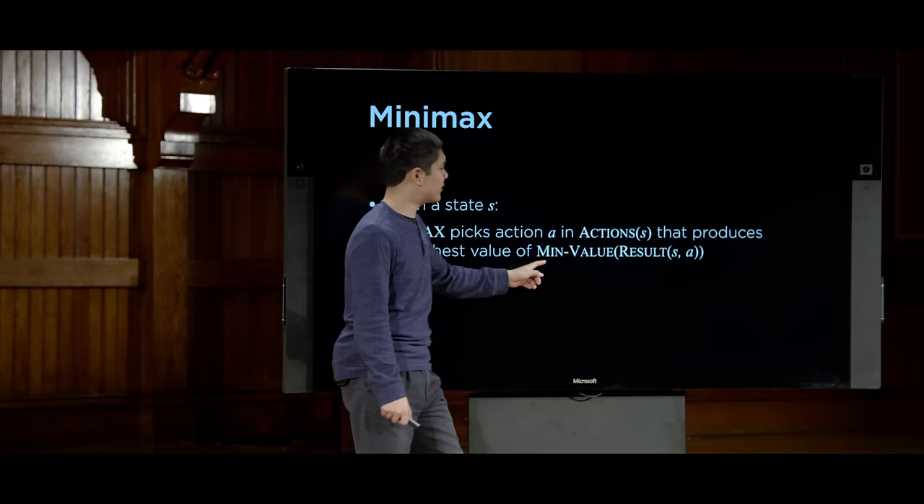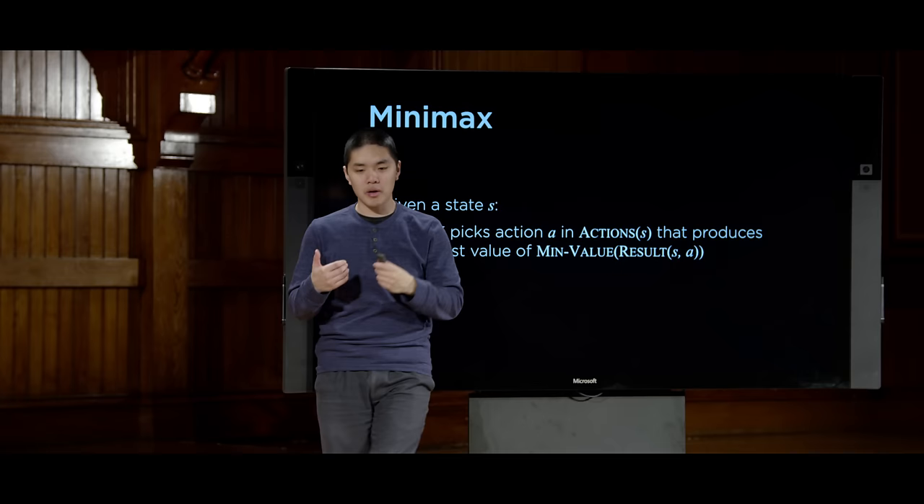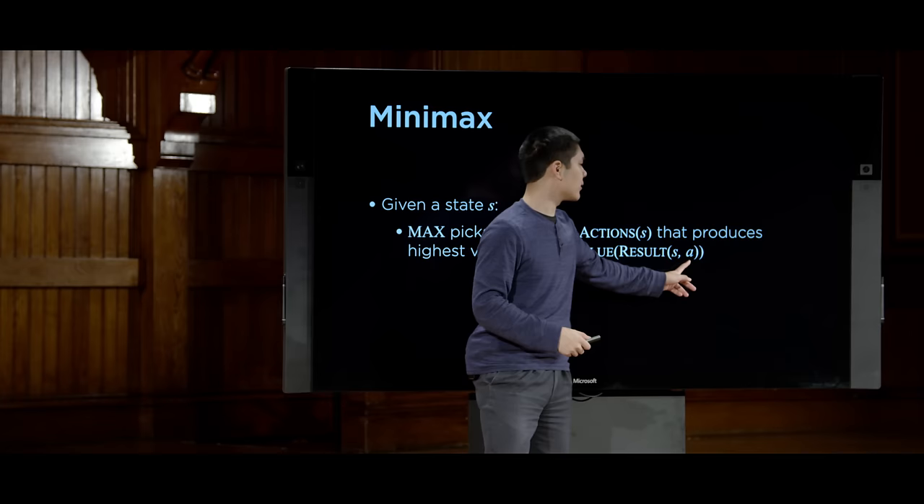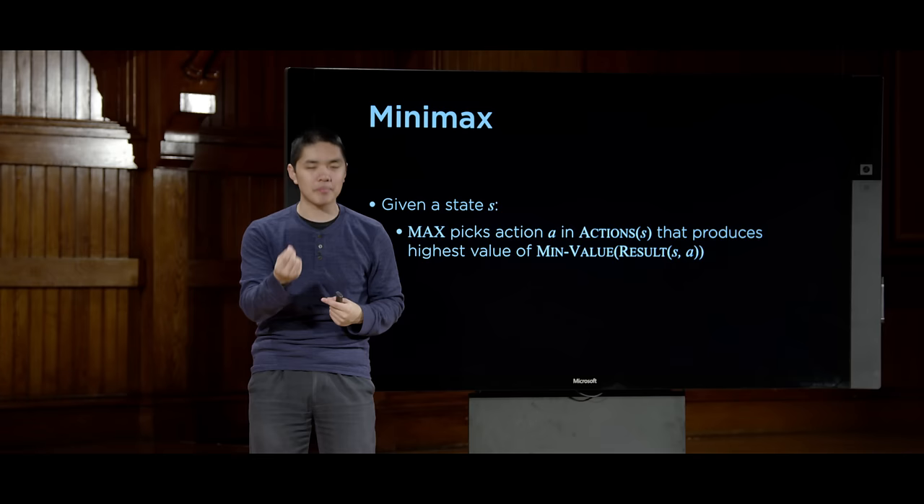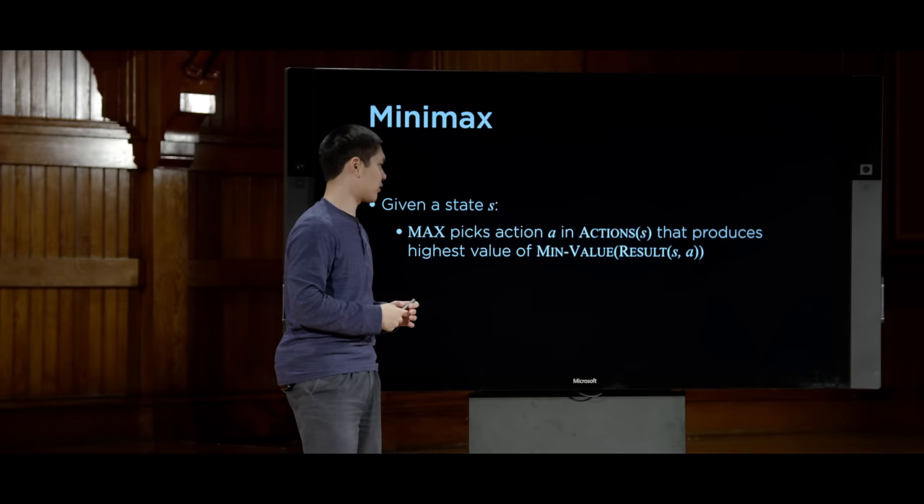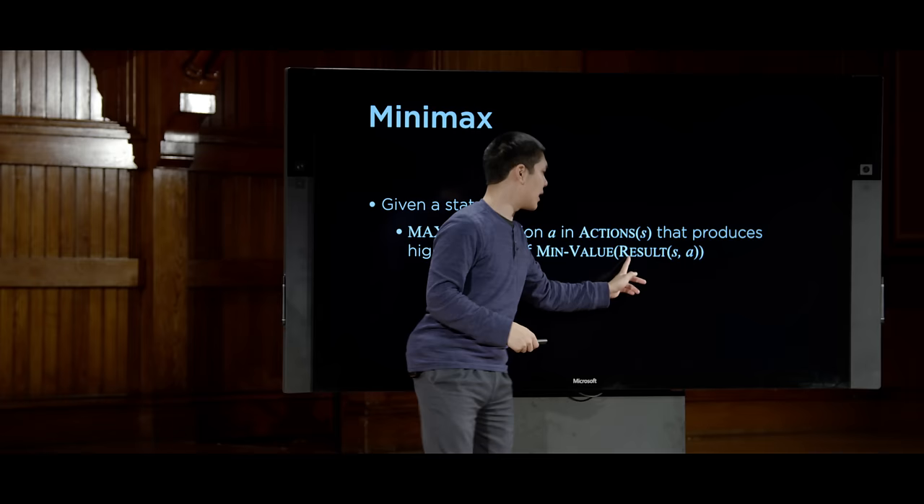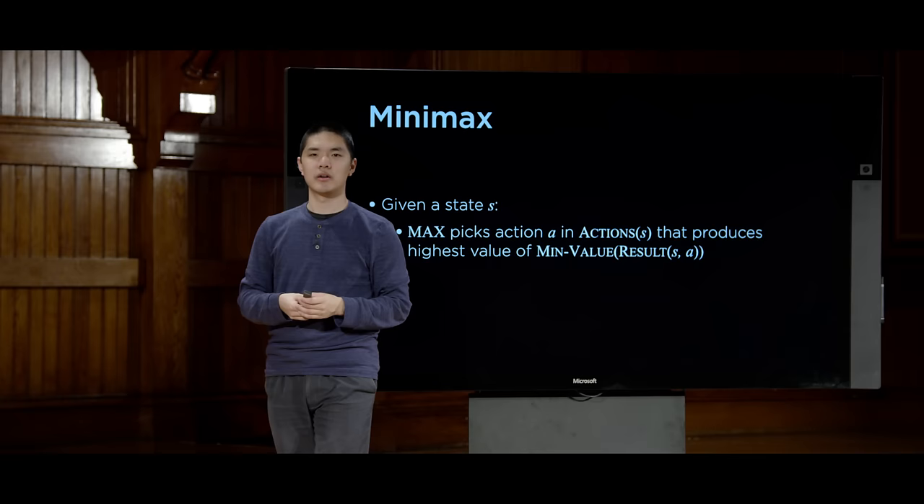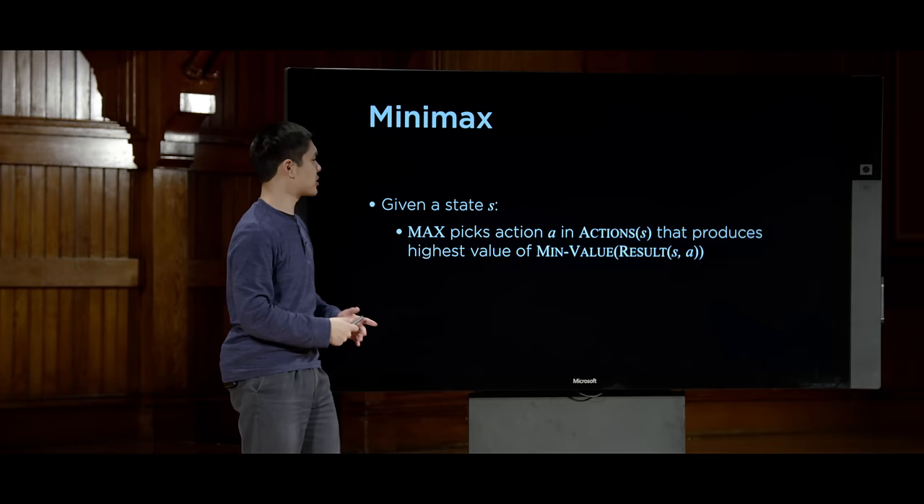So what does that mean? Well, it means that I want to make the option that gives me the highest score of all of the actions A. But what score is that going to have? To calculate that, I need to know what my opponent, the min player, is going to do if they try to minimize the value of the state that results. So we say, what state results after I take this action? And what happens when the min player tries to minimize the value of that state? I consider that for all of my possible options. And after I've considered that for all of my possible options, I pick the action A that has the highest value.